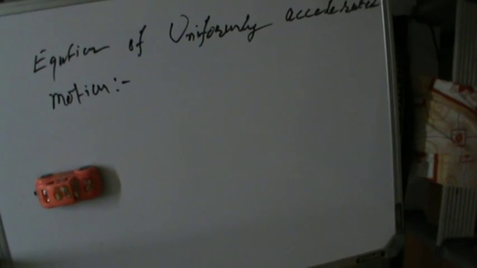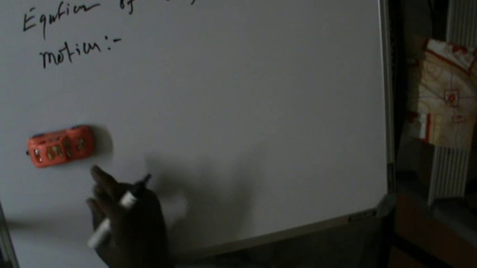So welcome friends, this is the equation of uniform accelerated motion. These are the equations we have to prove here. You see here, this is one car which is moving on a straight line path like that. We have the uniform acceleration motion of the car.